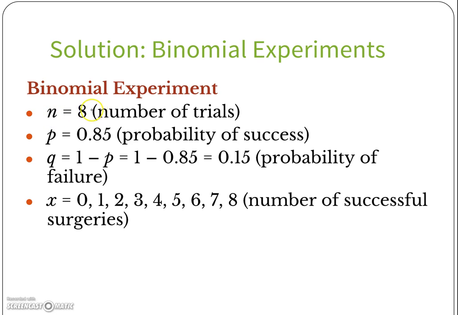So 8 is our N, it's the number of trials. P is the probability of success, which is 0.85, because there's an 85% chance of success. Q is the probability of failure, so the probability of failure is 0.15 or 15%, because 85% of the time it is successful, 15% of the time it's a failure. And 0 through 8 are the number of possible successful surgeries.